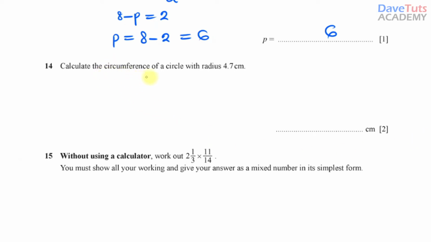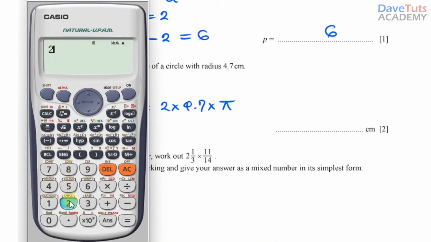So here we have a circle, and we have to find the circumference of the circle given that the radius is 4.7 centimeters. We know that the formula for the circumference of a circle is 2 pi r. So here it will be 2 multiplied by 4.7 multiplied by pi. So if you want to use our calculator, we have 2 times 4.7 pi. So that's what?